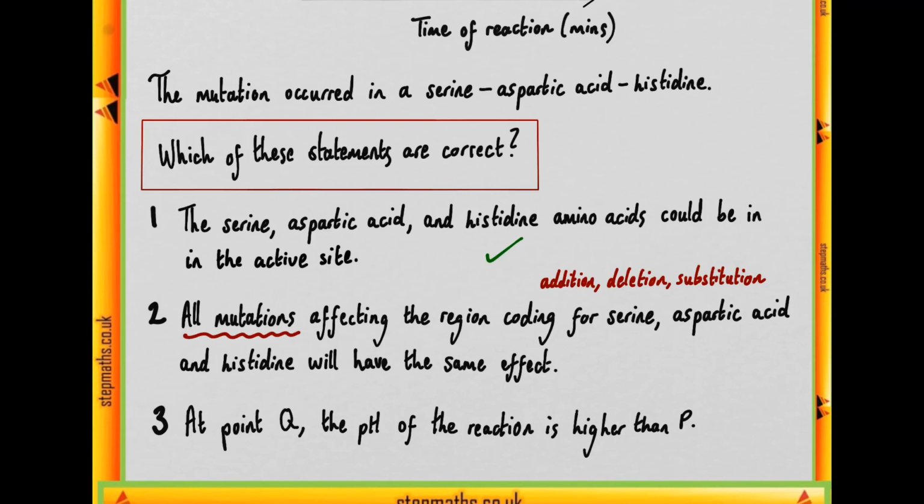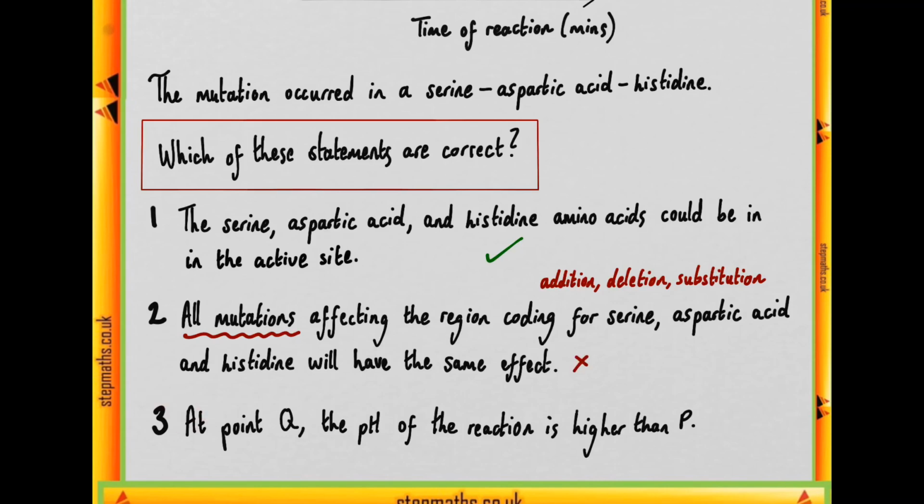Because of the degeneracy of the genetic code, you might have a situation where you change out one of the bases, but nonetheless, the new codon still codes for the original amino acid, because a number of different codons can code for the same amino acid. So we can say that's wrong.